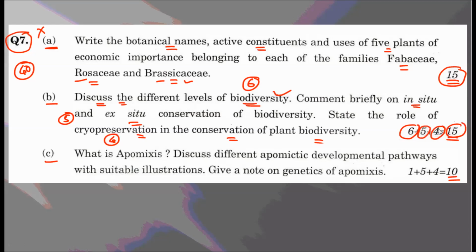All right. The next question is what is apomixis? Discuss the different apomictic developmental pathways with suitable illustration. Give a note on the genetics of the apomixis. That means for writing what is apomixis, you will get the 1 mark. Then for discussing the different apomictic developmental pathways with suitable illustration, you will get the 5 marks. And for writing the note on the genetics of the apomixis, you will get the 4 marks, making it total to the 10 marks. All right.